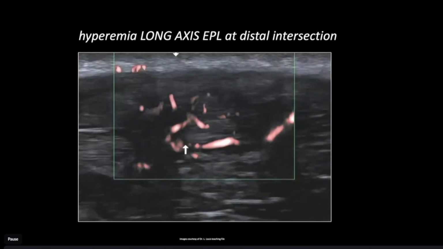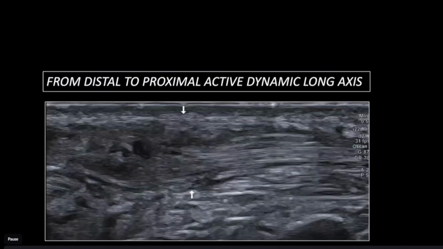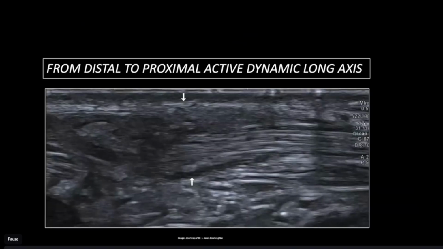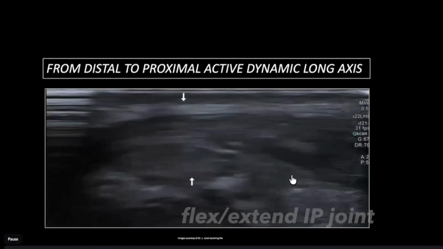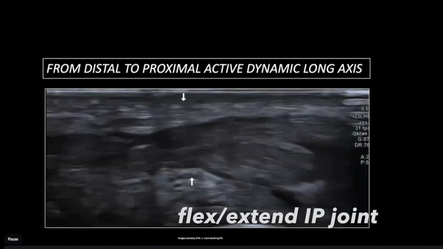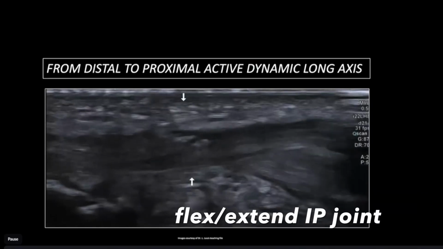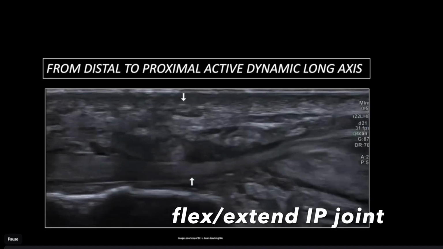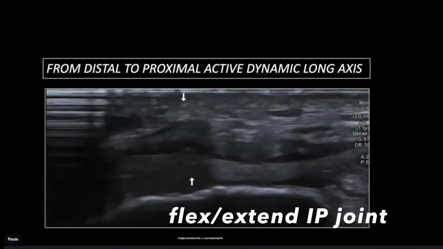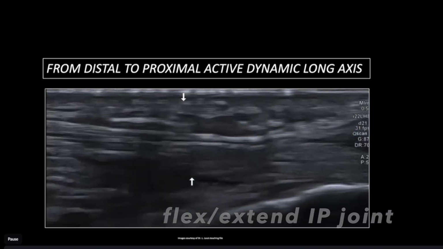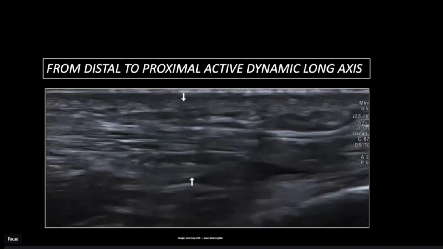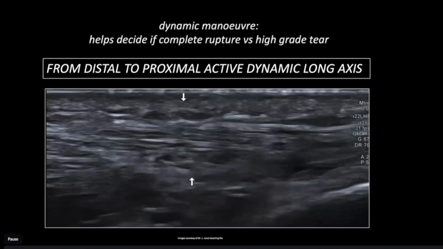Very hyperemic and thickened, heterogeneous, and translating from distal to proximal, very thickened intrasubstance tears. But when you're performing this dynamic maneuver, it's really important because you can see if that tendon is moving in continuity. So it becomes very thin as it crosses Lister's tubercle and then thick again proximally. We call this a high-grade tear.